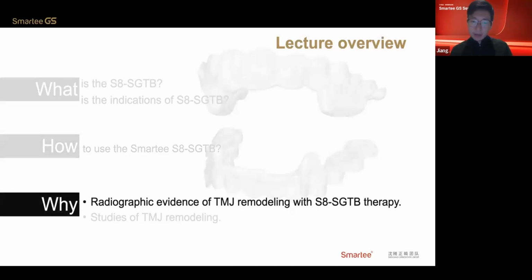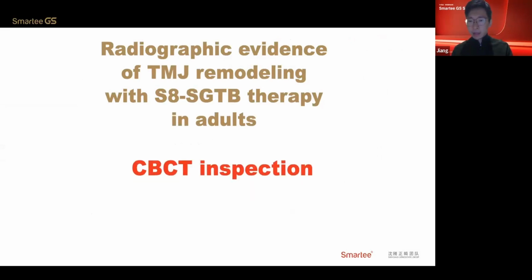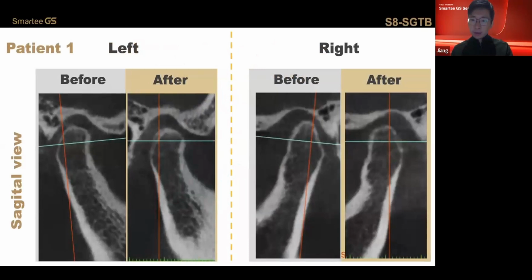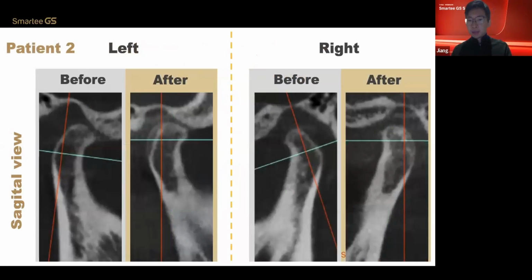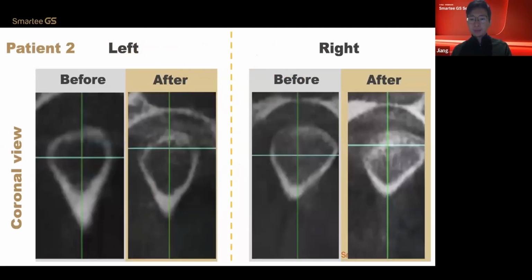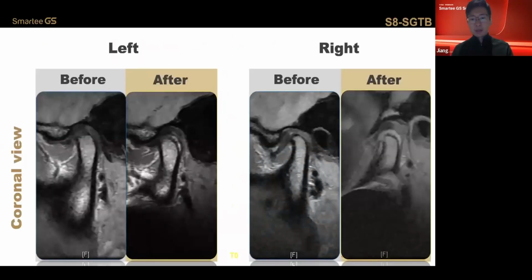So do we have any radiographic evidence of TMJ remodeling with S8 SGTP therapy? Yes, we have a lot of evidence, especially in adults. We have CBCT inspection, where we see a lot of evidence of double outline of the condyle. We can see that there is a defect of the condyle before the treatment, and it is restored, and the space is changing. We have MRI inspections, where we can see more clearly. You can see the newly formed condyle bone.